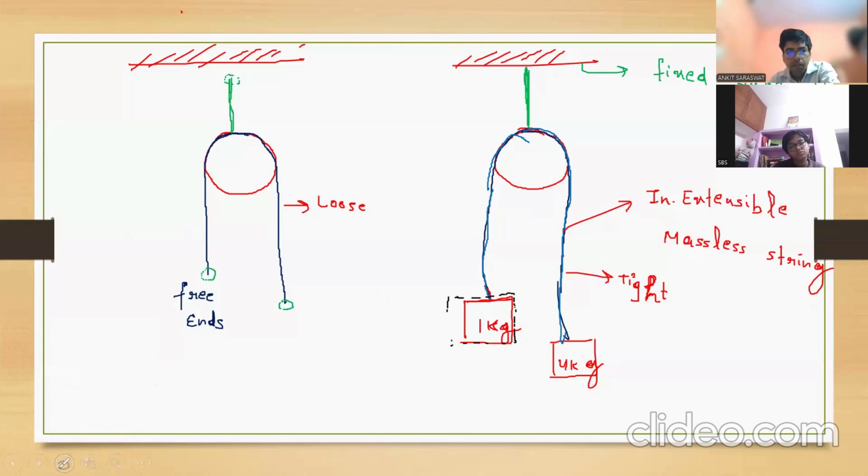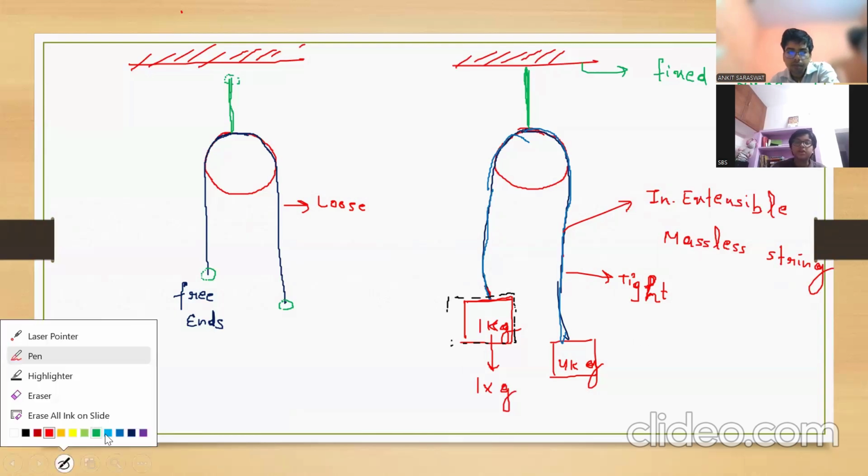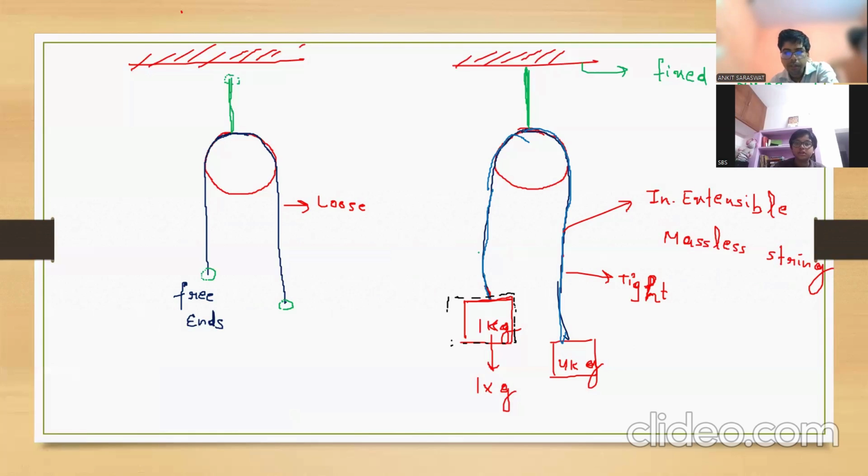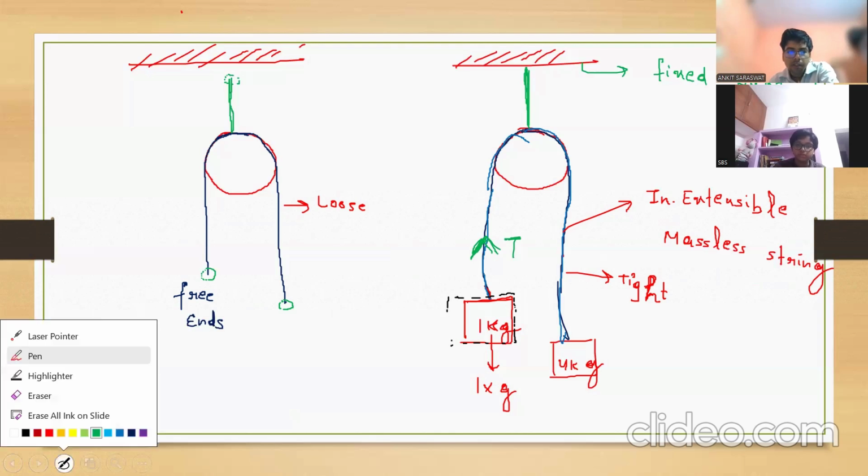Now, look carefully at this. Gravity is applying a force like this, m into g. In which direction will tension act on this block? Opposite to gravity. Very good. Like this. Remember, this T is due to the string on the block.